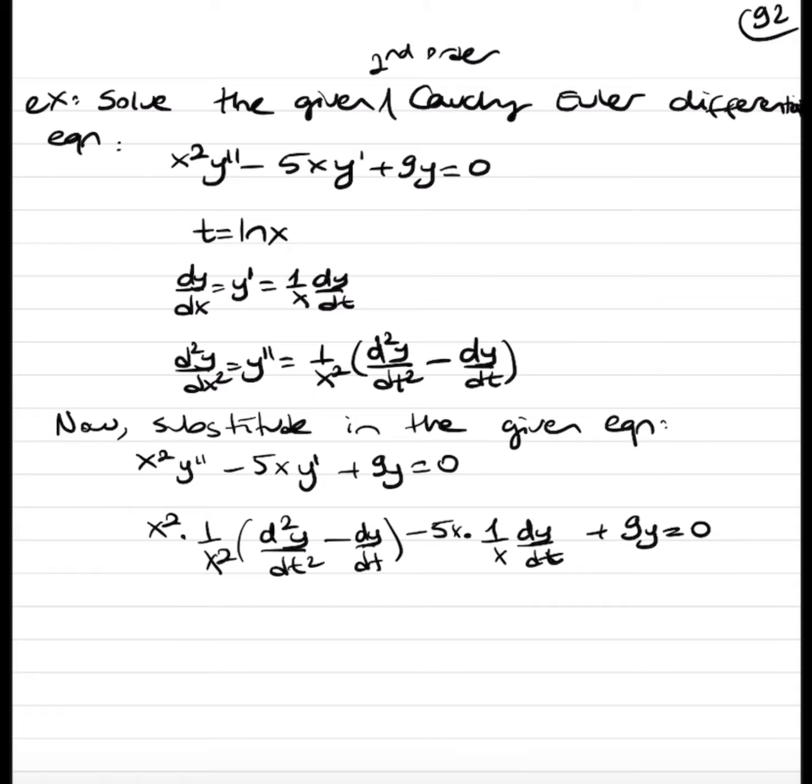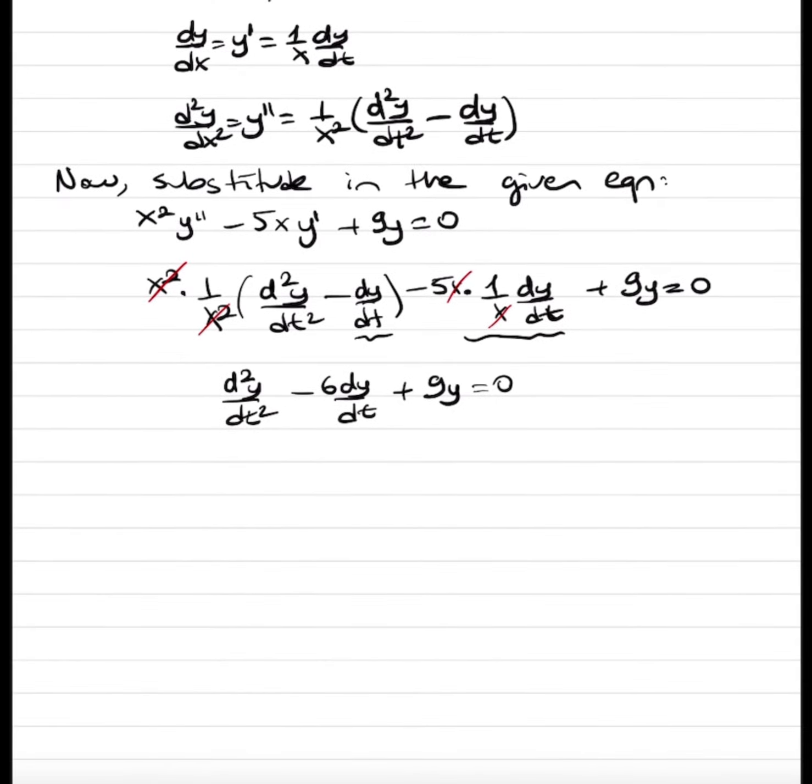So the reason we substitute is so the x terms will always cancel in this case. What we are left with is d squared y over dt squared minus dy over dt minus 5 dy over dt. So we have minus 6 dy over dt plus 9y is equal to 0. So what is this differential equation? It is a homogeneous differential equation with constant coefficients.